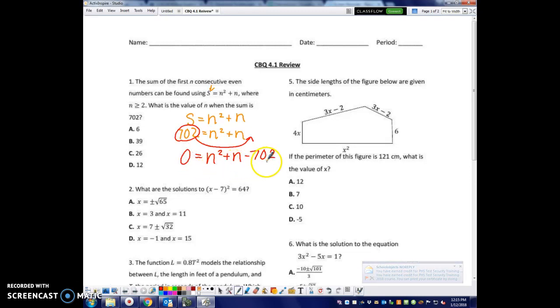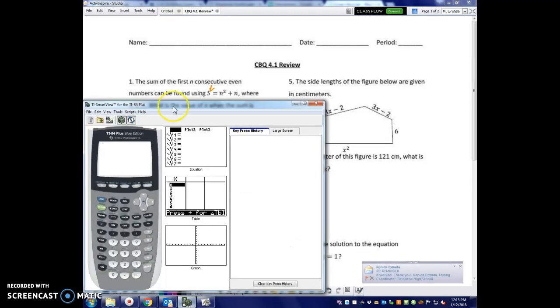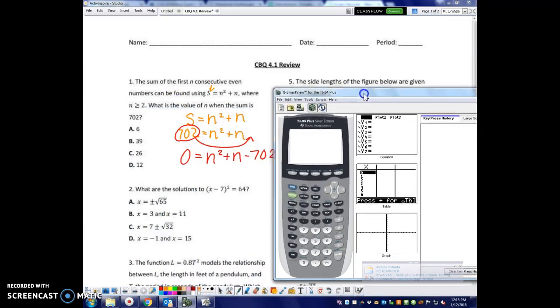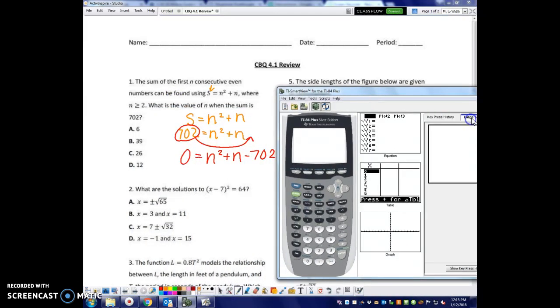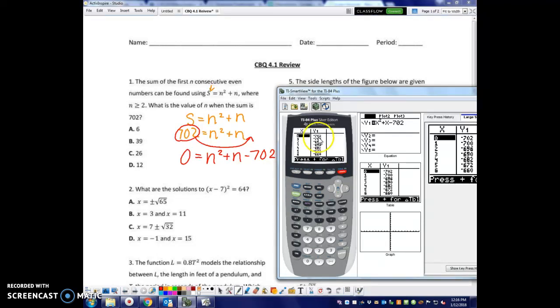Okay, now this, we know what to do to find n. Remember, it's just the same as finding solutions. So take out your calculator. Okay, so we're going to go to y equals. Type in the equation. X squared plus x minus 702. Okay, so now we're going to go to the table. We want to find when y is 0.